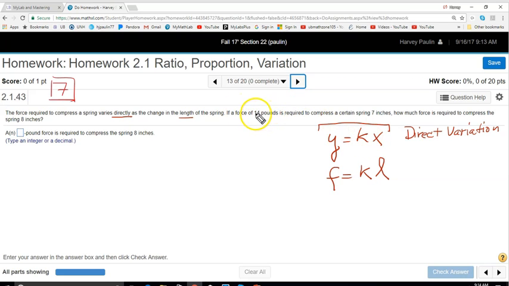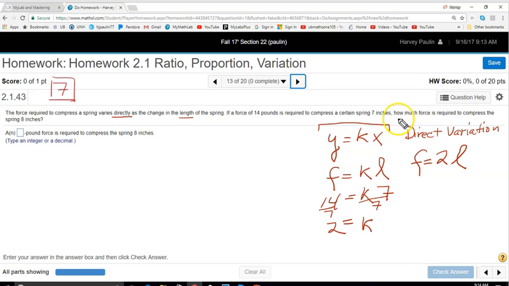So the first thing is, if we have a force of 14, which we'll put here, it requires a certain length of 7. So we replace the length with 7. Now we want to solve for our constant of variation, which is k. So we're going to divide both sides by 7 here. And we get k equals 2. We then write our equation of direct variation. Force equals, replacing the k with the 2, and then our L.